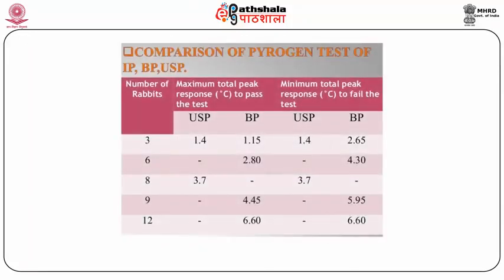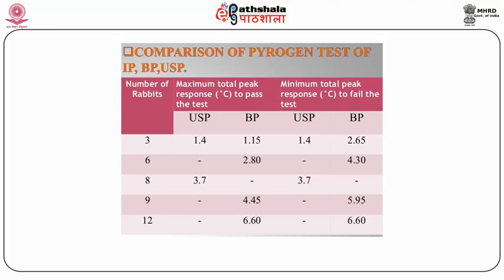Comparison of pyrogen test of IP, BP and USP. Number of rabbits, maximum total peak response in degrees centigrade to pass the test, and minimum total peak response to fail the test. If the number of rabbits is 3, then according to the USP the temperature should be 1.4 degrees centigrade, while according to the BP it is 1.15. If the rabbit number is 6, there is no response indicated in the USP, but according to the BP it should be 2.80 degrees centigrade.